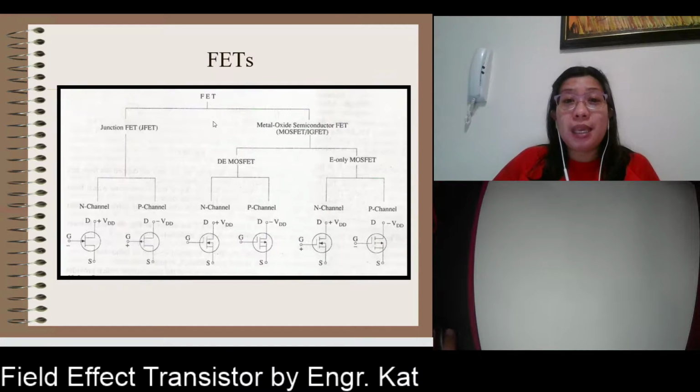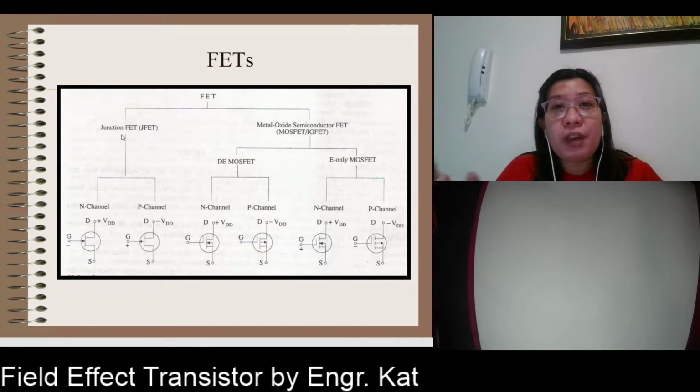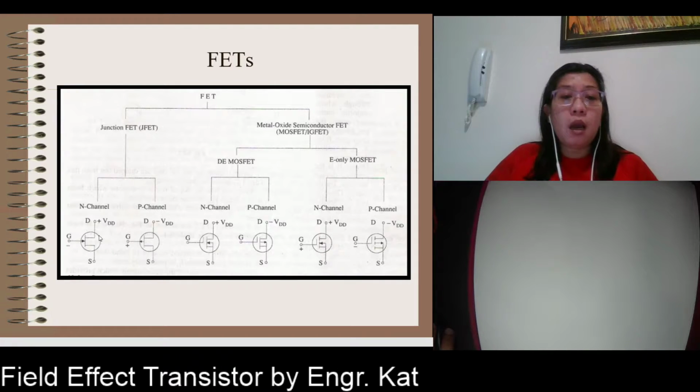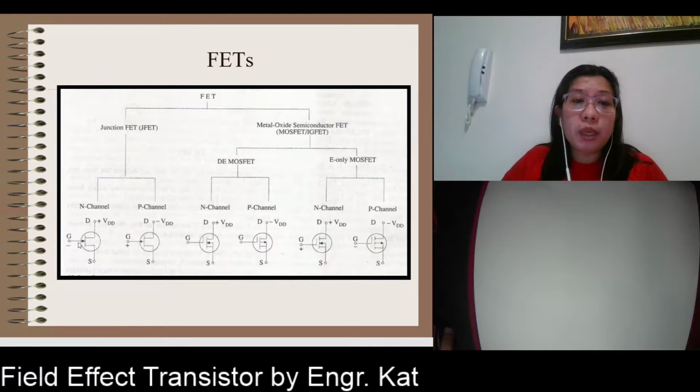Okay, so these are the different types of FETs. As you can see, JFETs are furthermore divided into two. We have the N channel JFET, and we have the P channel JFET. Upon looking at the symbol, you can see the difference between an N channel and the P channel through its gate.